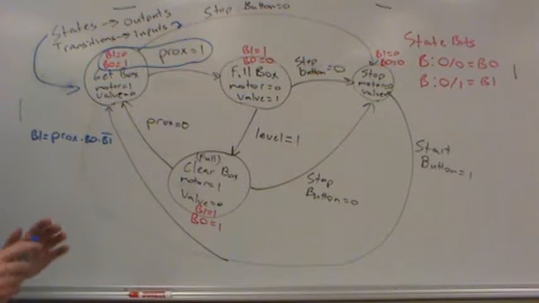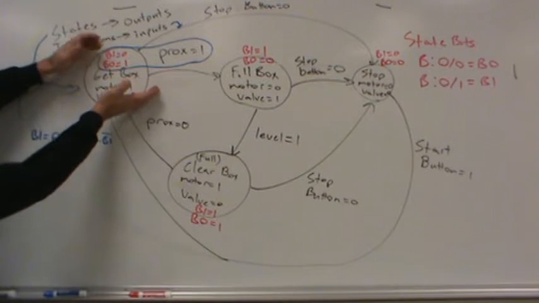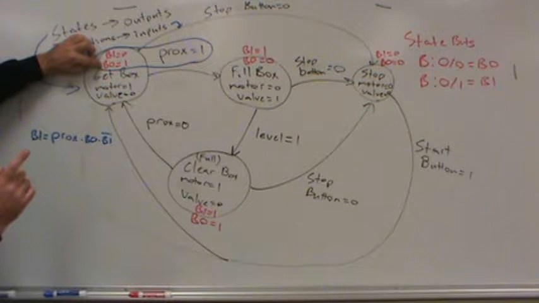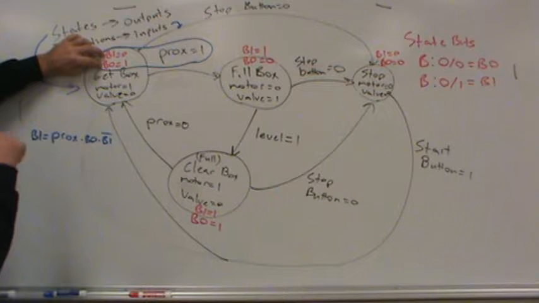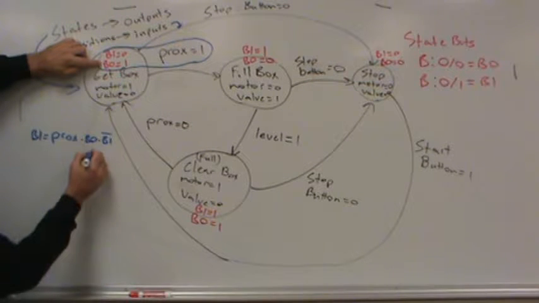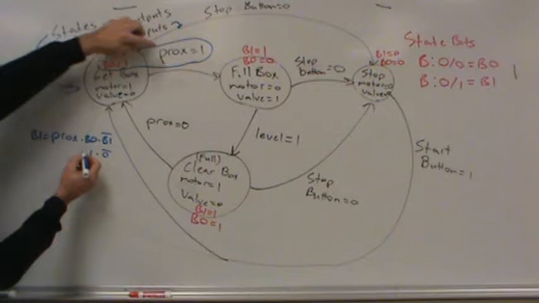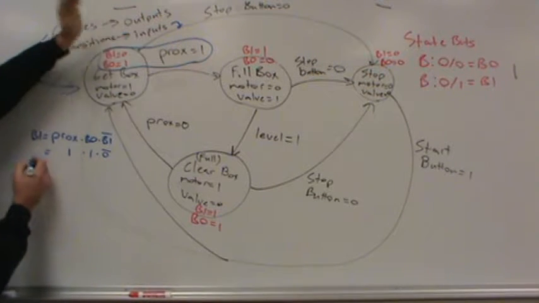What? Well, wait a second. Think with me. If we're in this state, then B0 is a 1, right? And B1 is a 0. Okay? So if you plug in 1 and the inverse of 0 and 1, you will get 1.